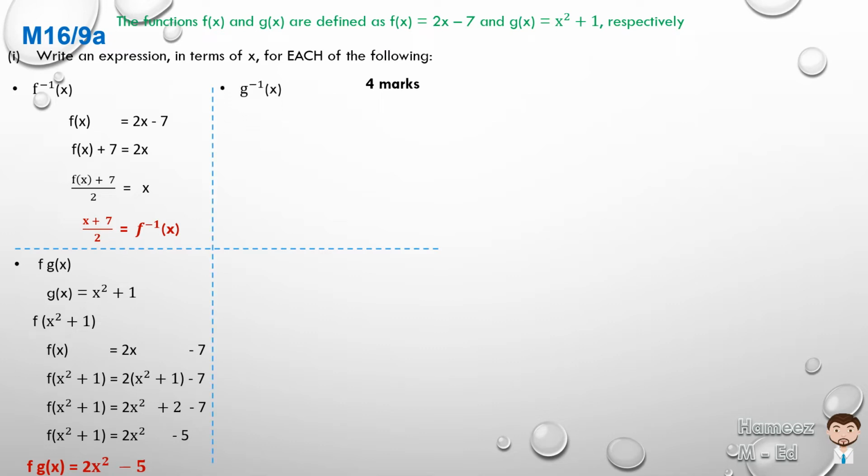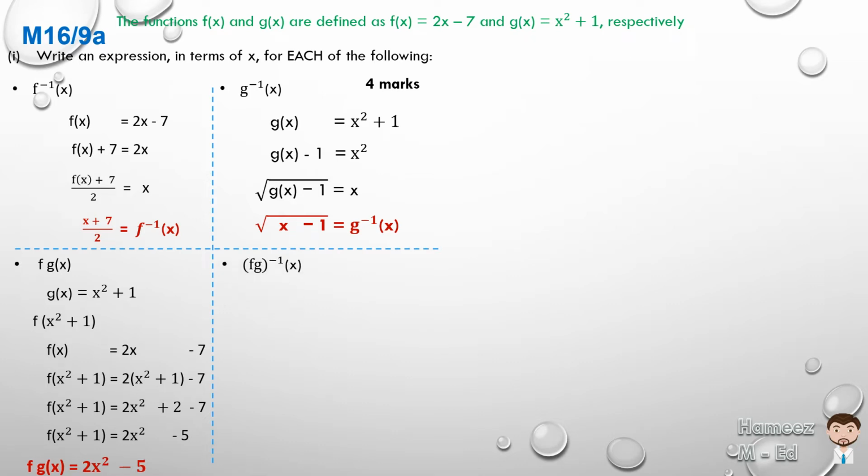For the third part, find g inverse x. So if g of x is equal to x squared plus 1, we want to find x alone on the right hand side. Let's make that the subject of the formula. So g of x minus 1 is equal to x squared, as we bring the plus 1 across. And we want x alone, so get rid of the square on the right side, so it becomes a square root. So it will be the square root of g of x minus 1 is equal to x. So we can rewrite it, and we get the square root of x minus 1 is equal to g inverse x.